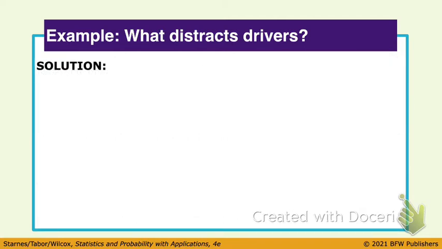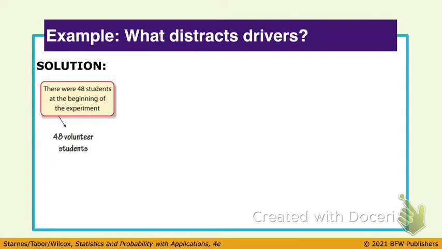Draw a completely randomized design for this experiment. Basically, draw that tree diagram, okay? So what should we start with on the far left? 48 undergrads. All of our 48 students. Very good. There were 48 students at the beginning of the experiment.